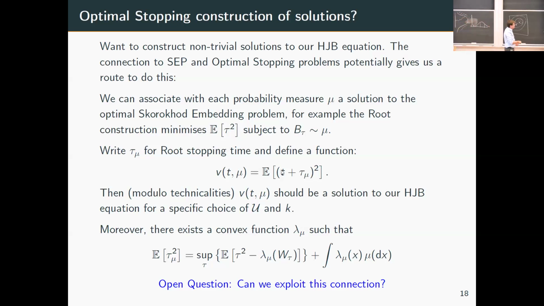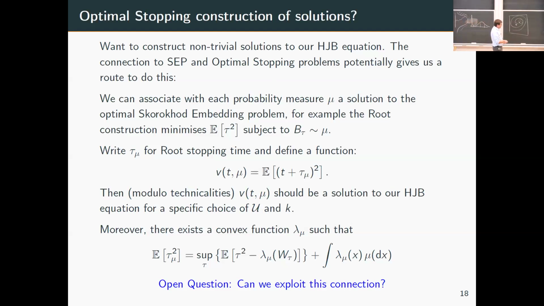So if I give you a very specific choice of a set of controls and an objective function, the optimal value corresponds to the expected value of the exit time squared.